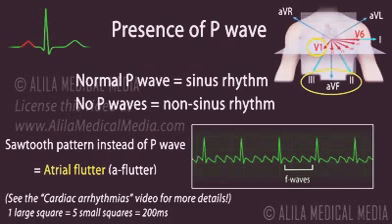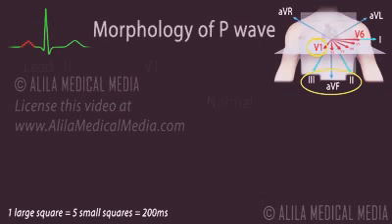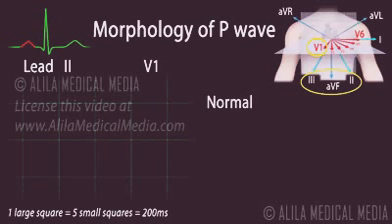The P wave is the summation of two smaller waves resulting from depolarization of the right atrium followed by that of the left atrium. Normal P waves are rounded, smooth, and upright in most leads. In V1 the P wave is biphasic, with an initial positive deflection corresponding to activation of the right atrium, and a subsequent negative deflection, resulting from activation of the left atrium. Unusual morphology of P waves is indicative of atrial enlargement.